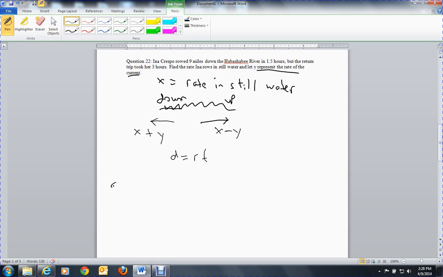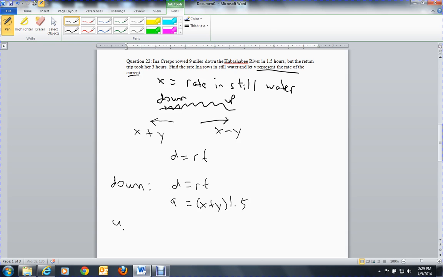So let's look at down current. We're going to use distance equals rate times time. The distance in either direction is 9 miles. Now the rate is X plus Y for down current, because we're speeding up. And down current, it took us how long? 1.5 hours. It should be a faster trip, because we're going with the current and speeding it up.